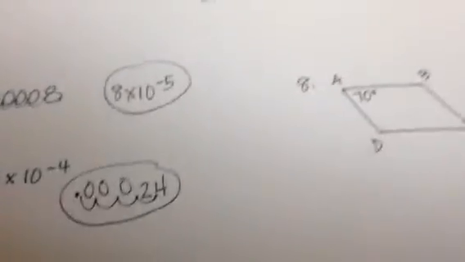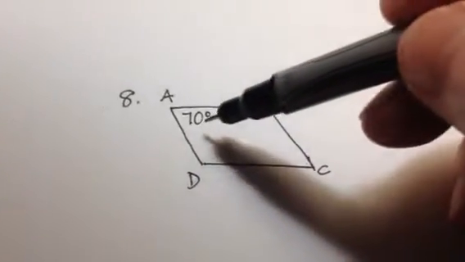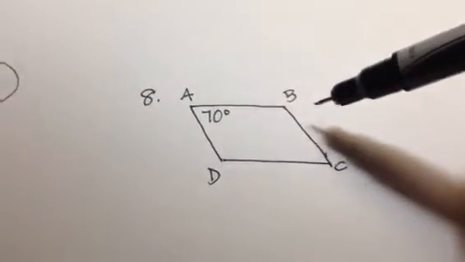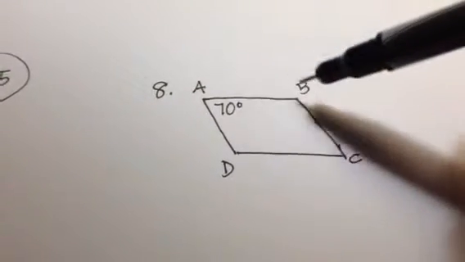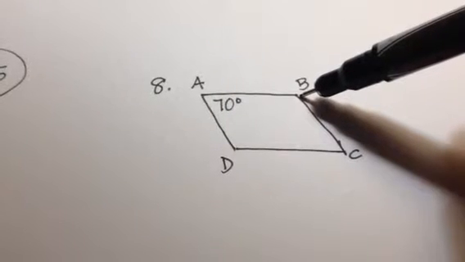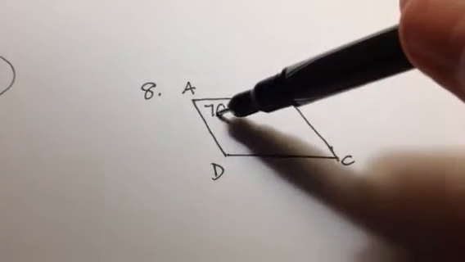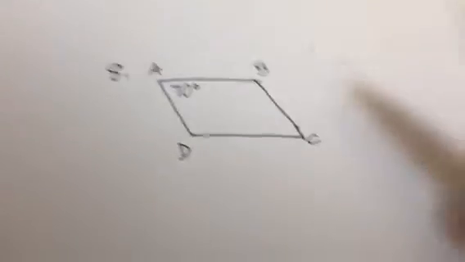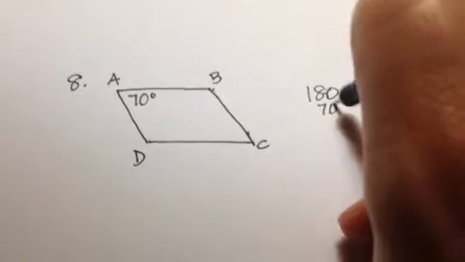Okay? Number 8 gives us a parallelogram. It shows us what the measure of angle A is, and it's going to ask us what's the measure of angle B. The trick is this angle and this angle are going to equal 180. Okay? So we're going to take 180 and subtract 70 from it. So there's 180 minus 70.